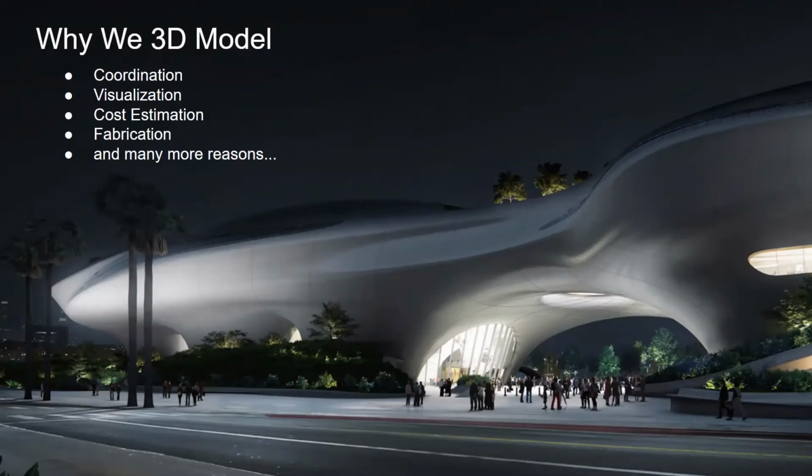So why do we make 3D models? We make them to coordinate the design. We make them so we can visualize the design like you see on the screen. We use it to figure out what it might cost, and it can even be used to fabricate parts and pieces of it. The project on the screen is the Lucas Museum of Narrative Art, a project next to the USC Coliseum that Yao and myself are working on. As you can see, this is a complex shape and a complex project, and it's very difficult to explain something like this on paper. A 3D model or an image like this is a much quicker way to convey an idea.